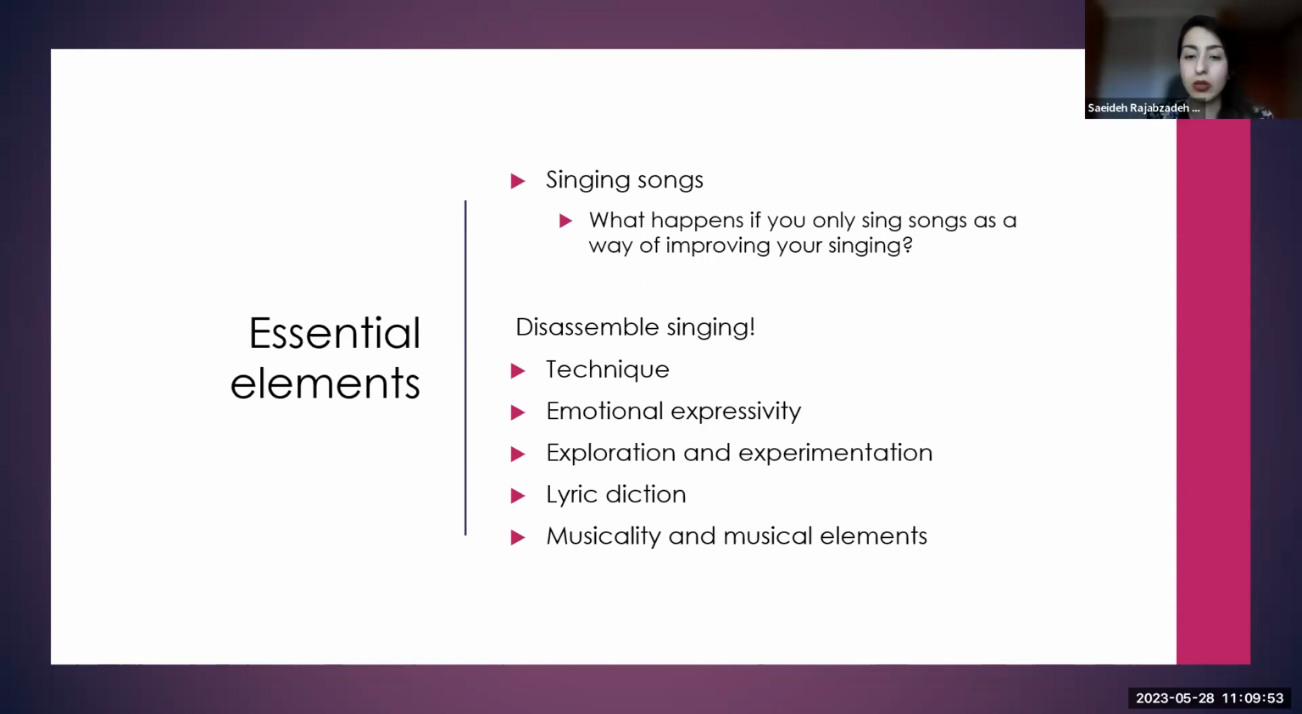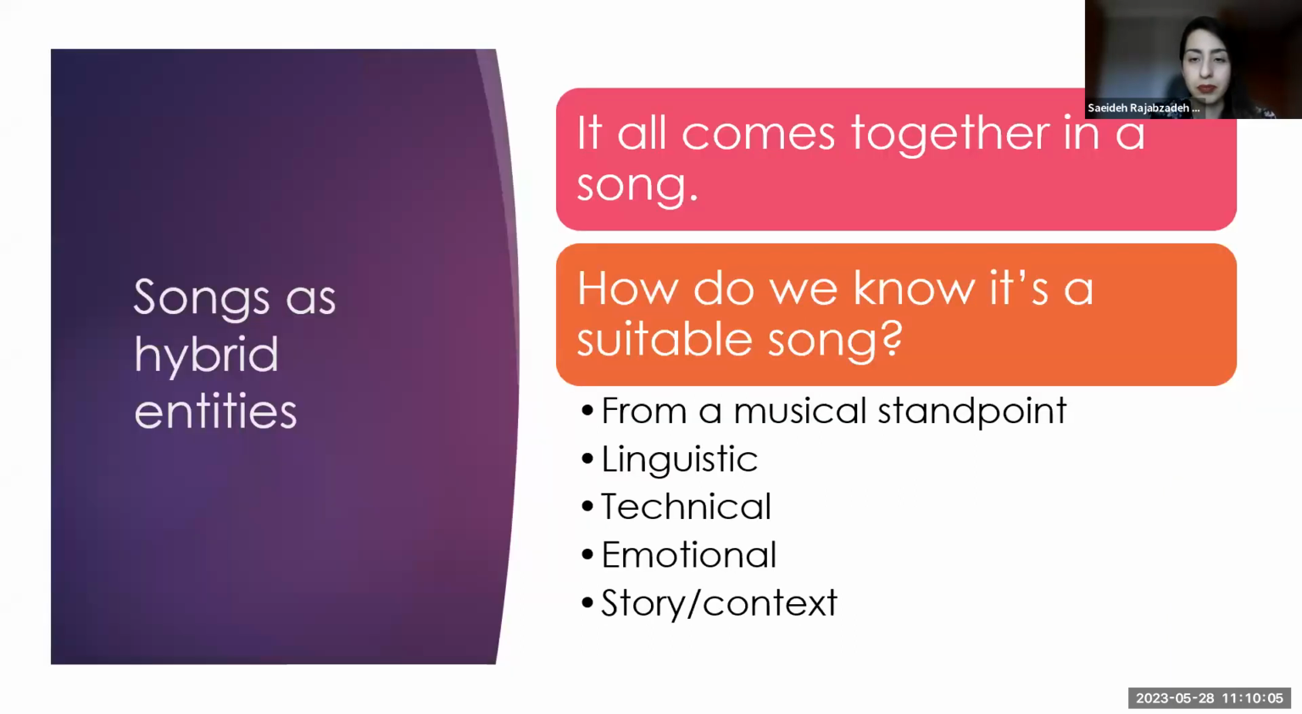Lyric diction is another important one. Basically, it means how to pronounce things properly for the purpose of singing when it comes to understanding of languages. And finally, a lot of musicality and musical elements that we need to think about. So we need to practice all these elements that I mentioned separately and alone and a little bit in isolation before we can combine them and apply them to a song. The final product, that final step, is the song when it all comes together.